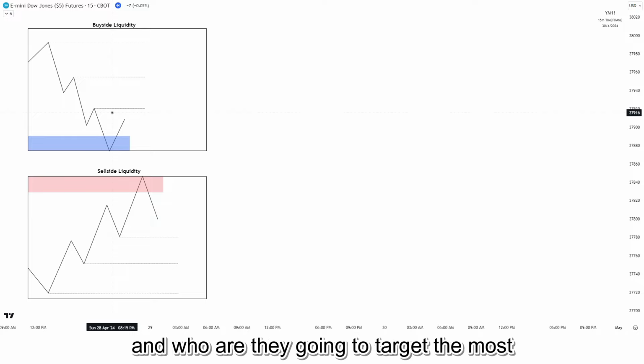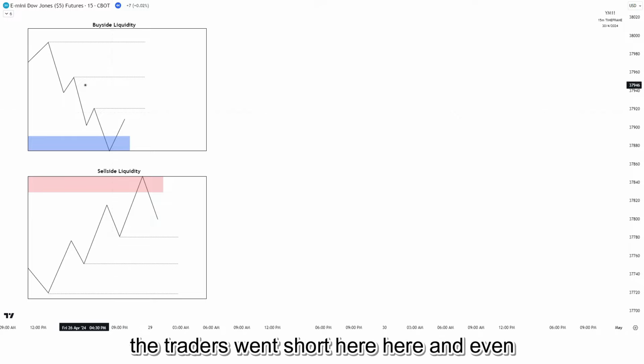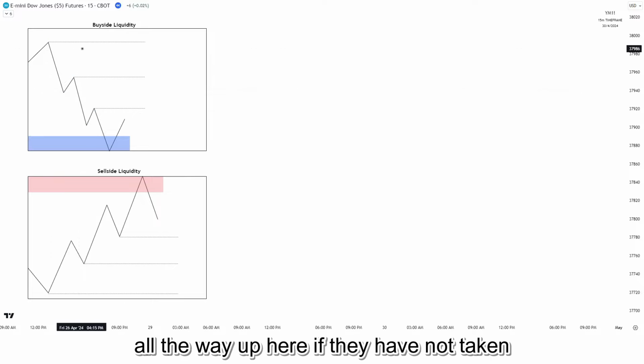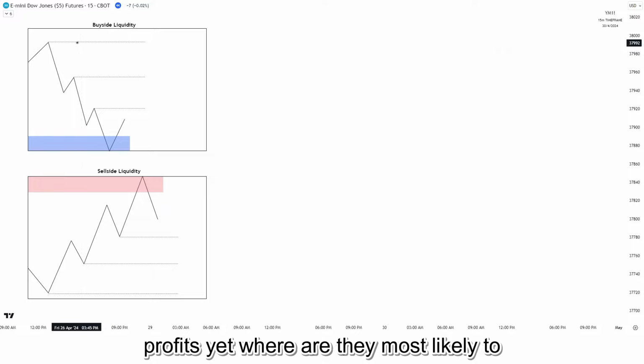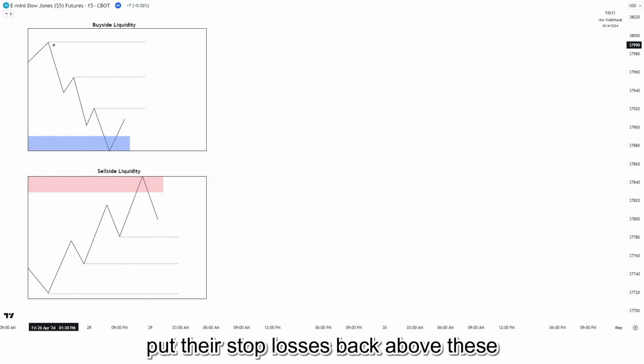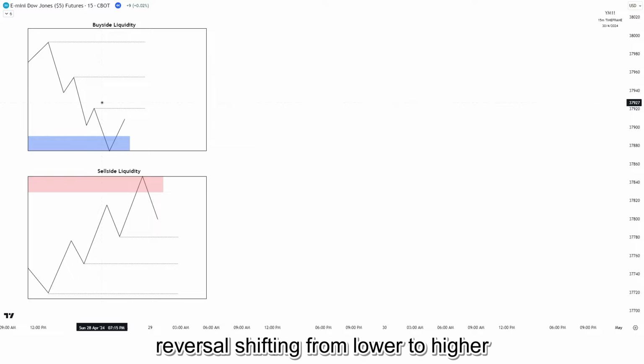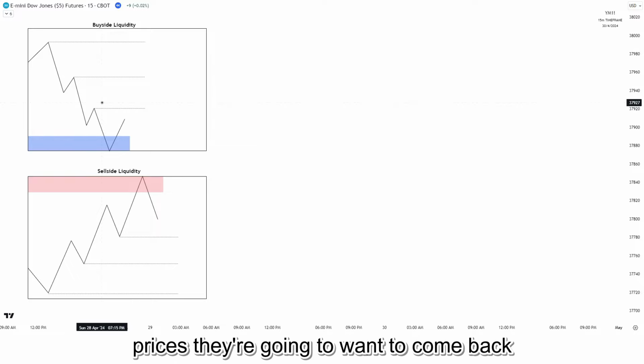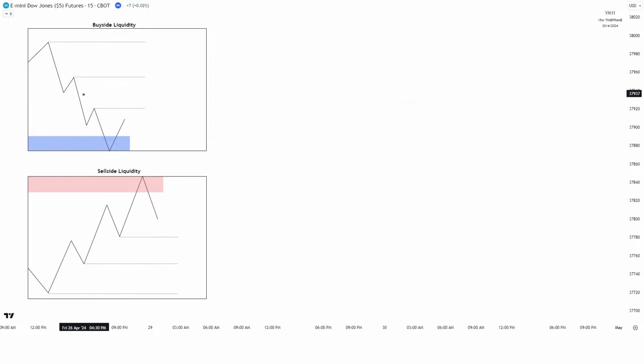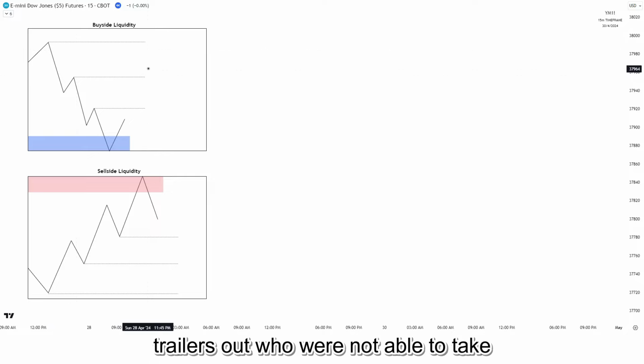And who are they going to target the most? The traders who went short here, and even all the way up here. If they have not taken profits yet, where are they most likely to put their stop losses? Back above these highs. So the marketplace, seeing that reversal shifting from lower to higher prices, is going to want to come back above these highs to take those retail traders out who were not able to take profits and use them as liquidity.